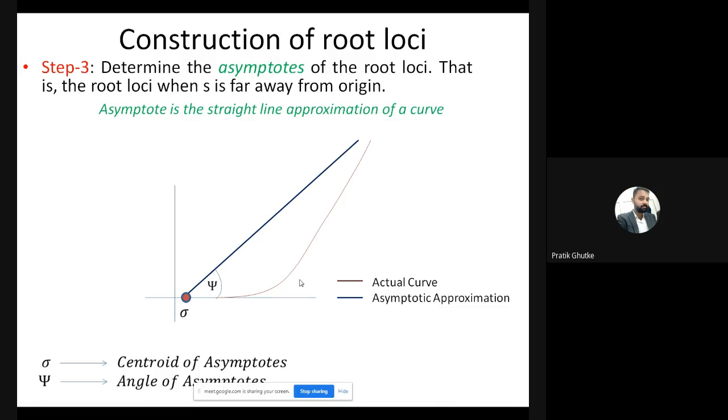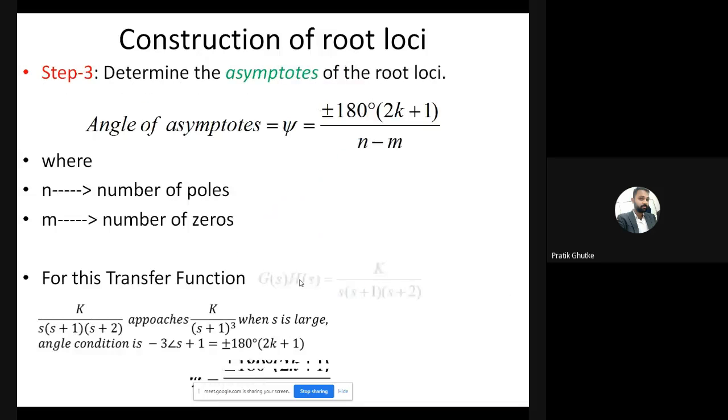I have already said that the asymptotes will radiate from the centroid only. The centroid formula is the summation of real parts of poles minus the summation of real parts of zeros, divided by P minus Z. And then the angle of asymptote will lie from the centroid only.